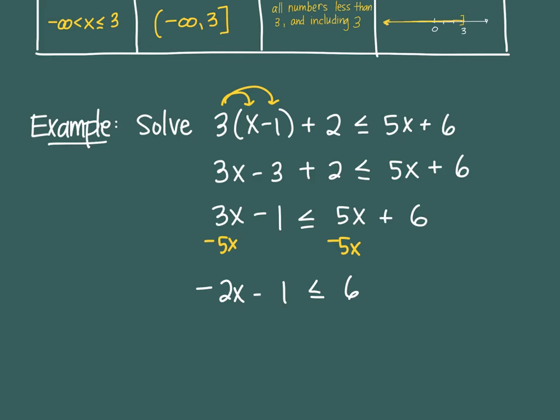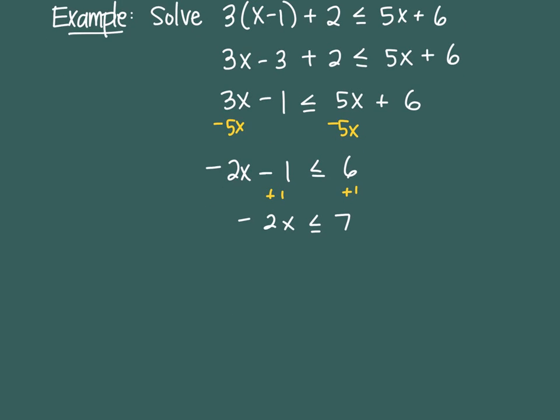All right. Well, let's deal with that minus 1. What should we do with it? Okay, let's add it to both sides. So that's going to give me negative 2x less than or equal to 7. Now what do I do? Divide by negative 2. Okay, why and flip? Because if you divide by a negative number, you flip this.